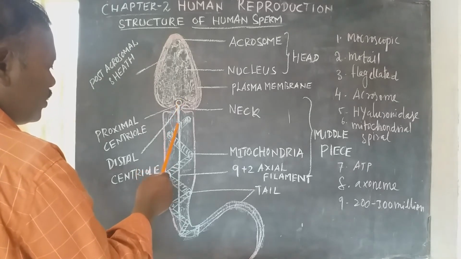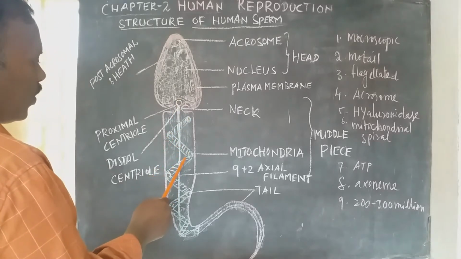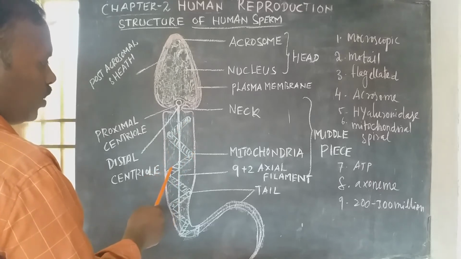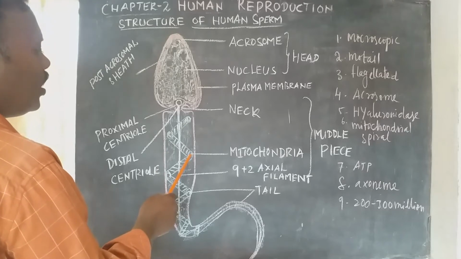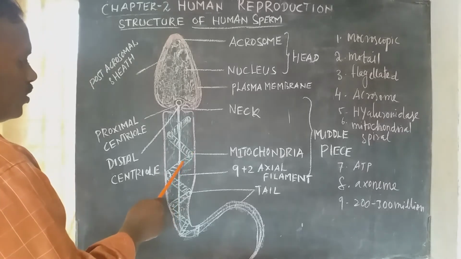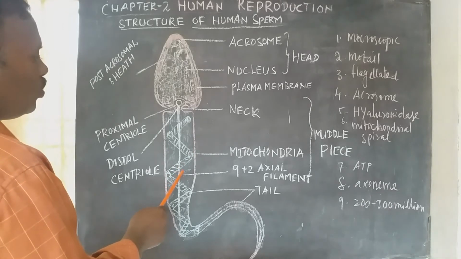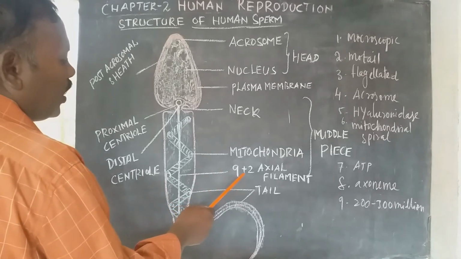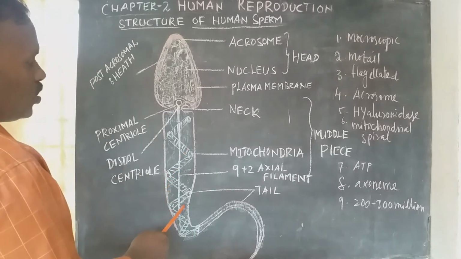The distal centriole is connected with the mitochondria. The mitochondria give the energy for the sperm. What type of energy is given? ATP, adenosine triphosphate. Nearly 9 plus 2 axial filaments are present, a very important exam question. Totally 11 axial filaments are present. So this is the structure of the sperm.